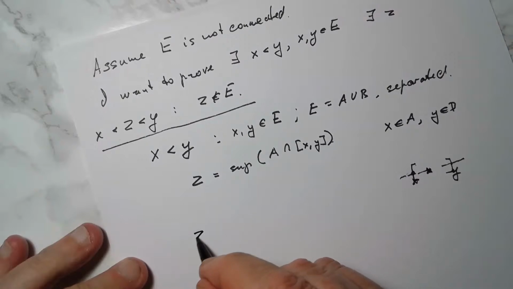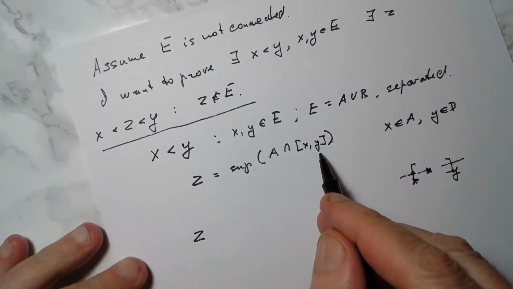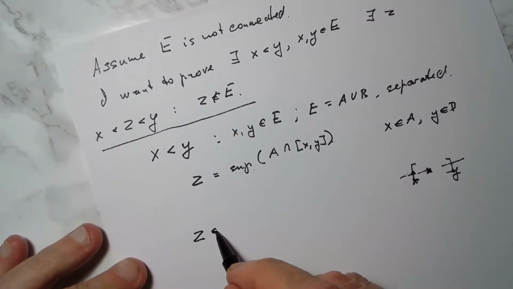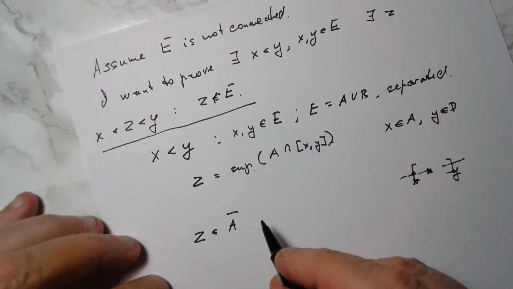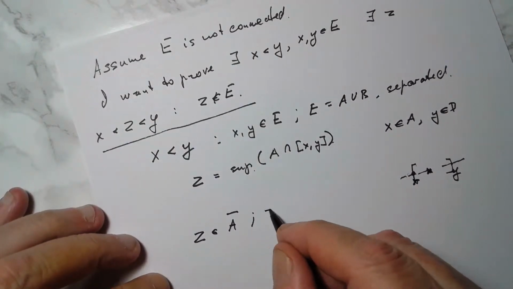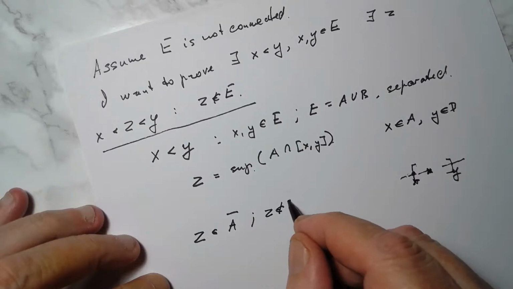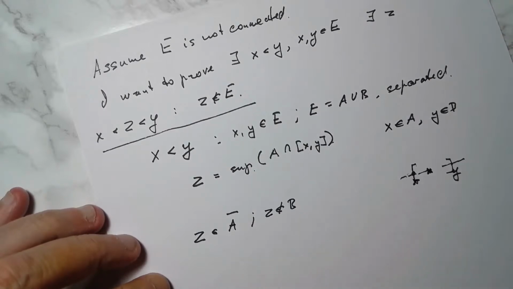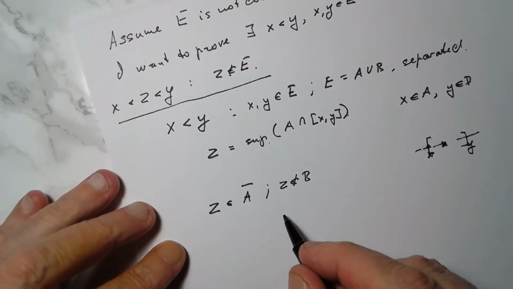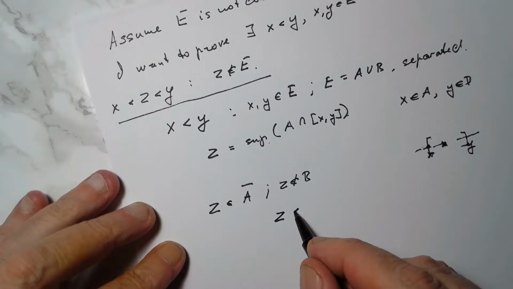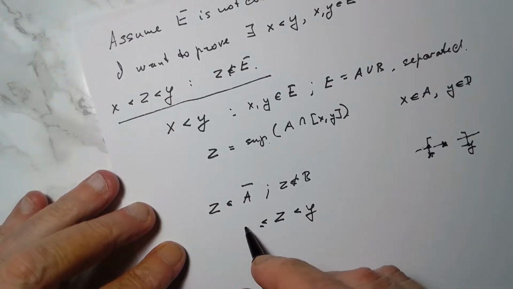Z, of course, is the supremum of the set, so Z is definitely in the closure of the set A, right? Because the supremum always belongs to the closure of the set. So in particular, Z is in the closure of A, and therefore Z is not in B, right? Because the closure of A and B have empty intersection. And so what we conclude is that Z is less than Y and greater or equal than X.